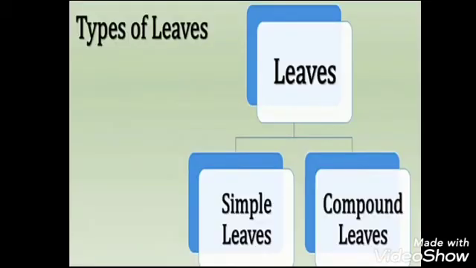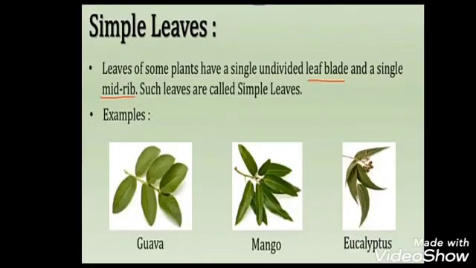Now, let's understand the types of leaves. Leaves are of 2 types, simple leaves and compound leaves. Simple leaves. Leaves of some plants have a single undivided leaf blade and a single midrib. Such leaves are called simple leaves. For example, guava, mango, eucalyptus.